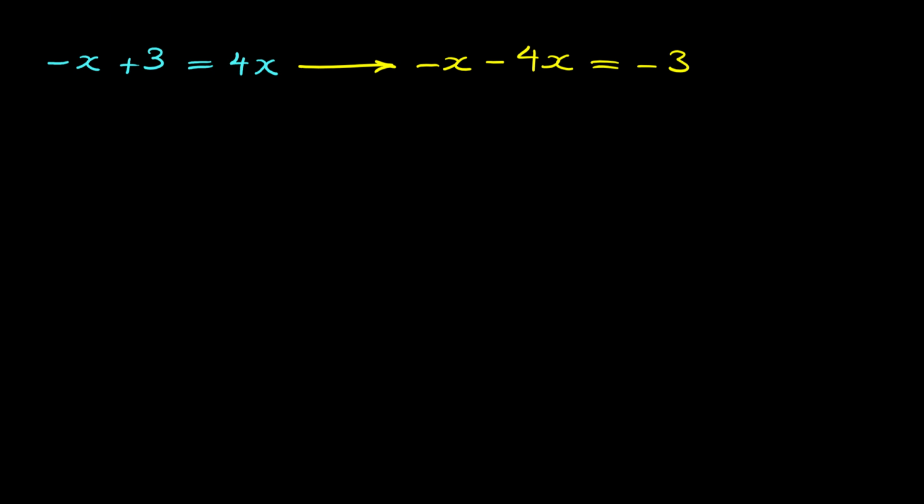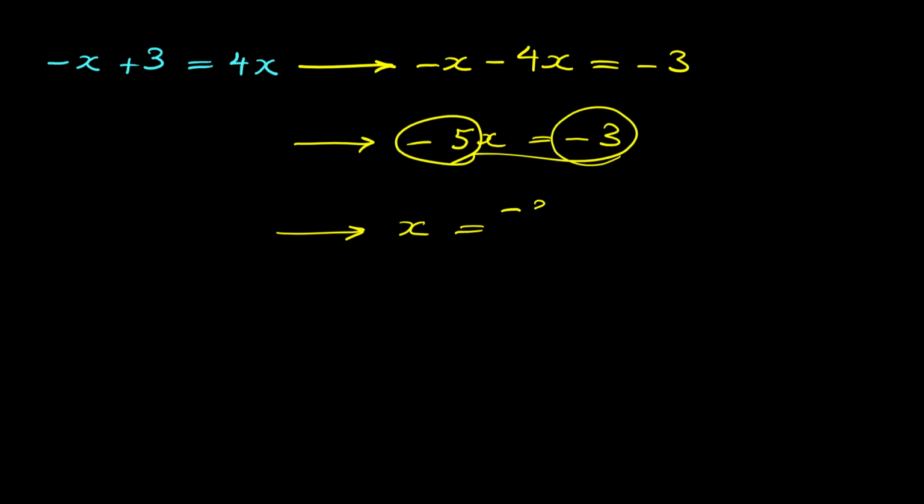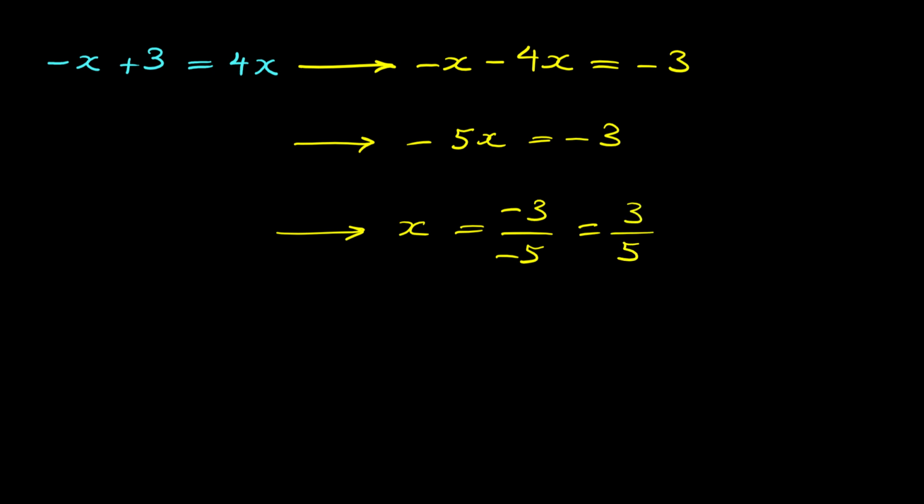Now, negative 1x minus 4x is minus 5x equals negative 3. And from this, x is, remember, this over that. So x is negative 3 over negative 5. Because numerator and denominator both have a negative, you can write x as 3 over 5. Negative 3 over negative 5 is 3 over 5. So this is the value of x, 3 over 5.